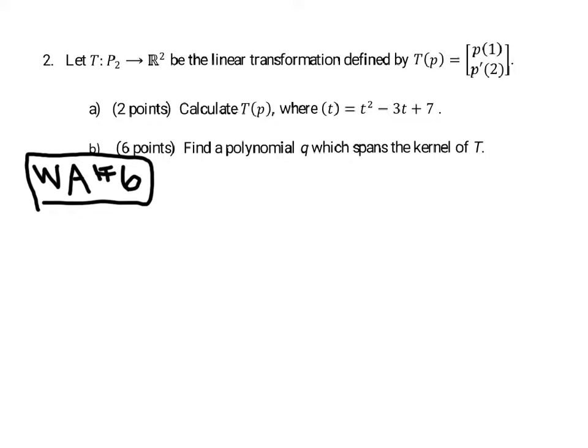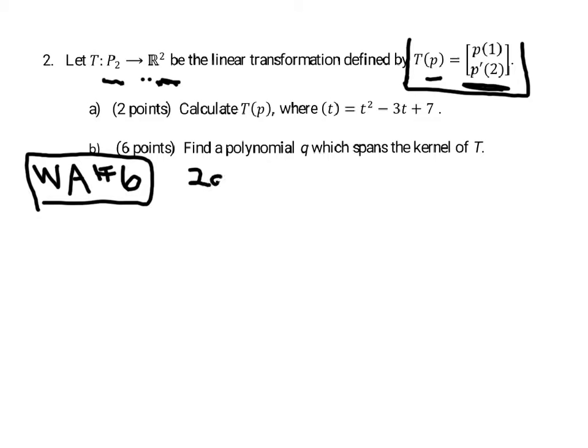So T is a transformation from the set of polynomials in P2, so these are polynomials with degree 2 or lower, mapped to the set of two-dimensional vectors according to this formula right here. So it's going to take T of a certain polynomial and map it to a vector determined by P of 1 and P prime of 2.